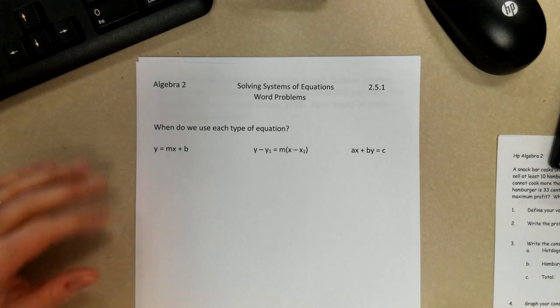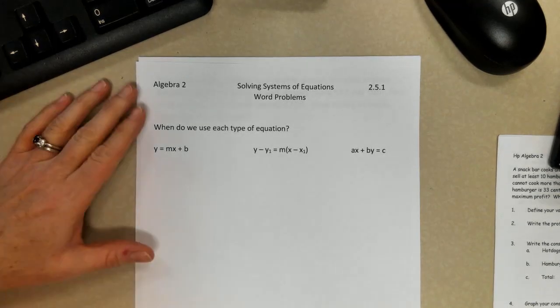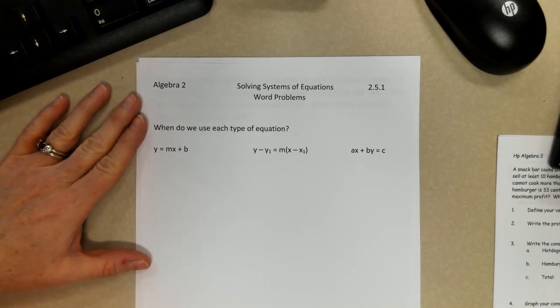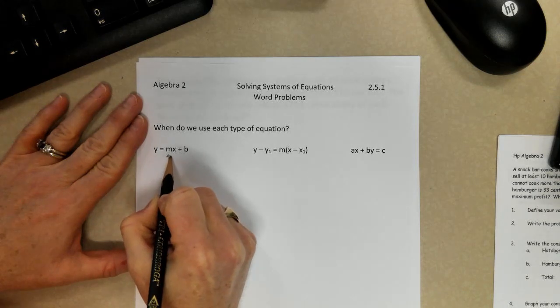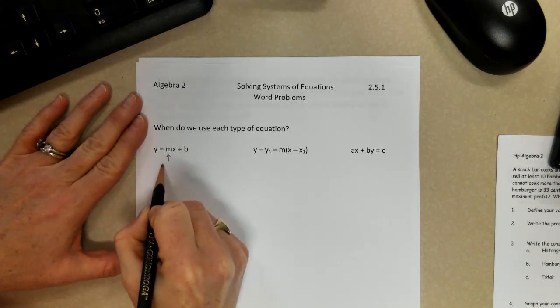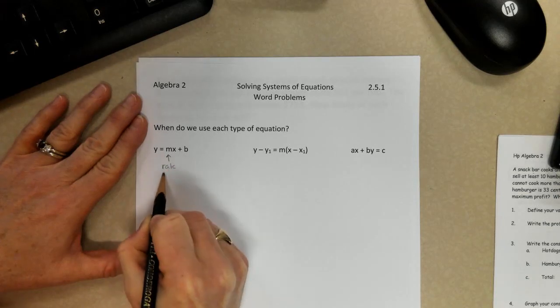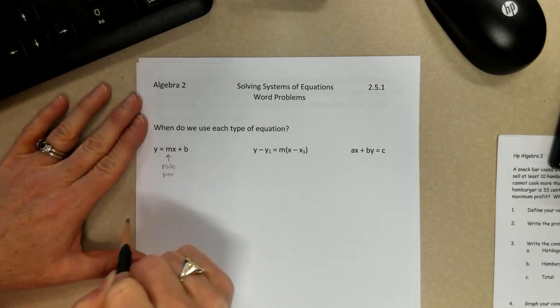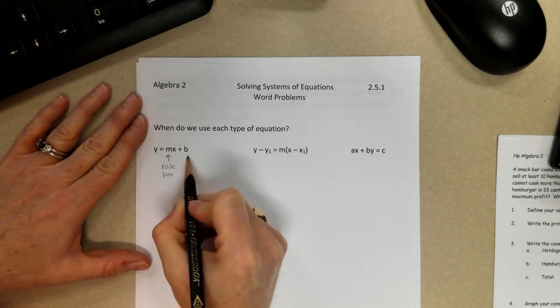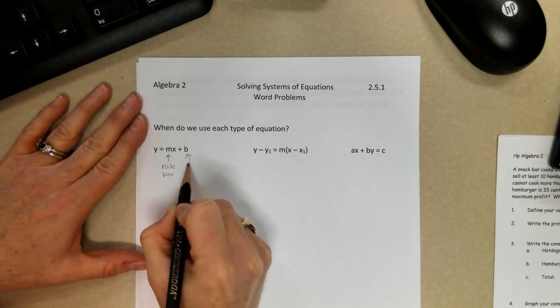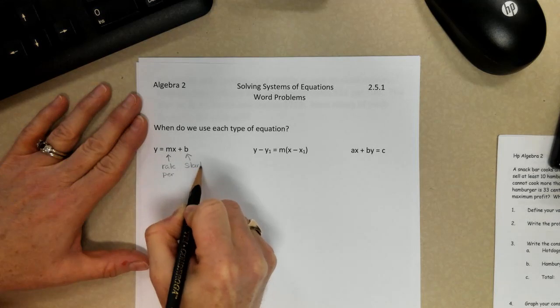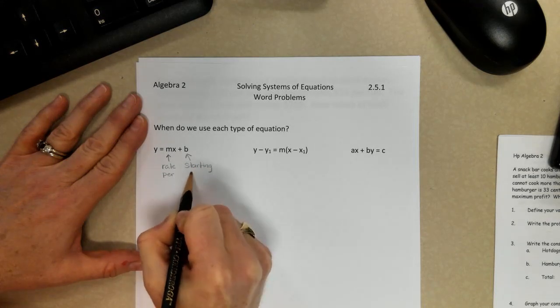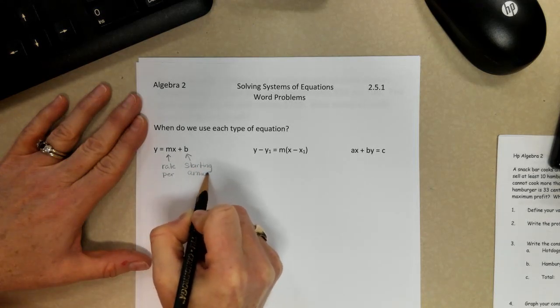Alright, so when do we use each type of equation if we're going to write the equation from a word problem? Remember, we use y equals mx plus b if we have the slope, which sounds like a rate, or how much per something, or a number we're adding over and over again, and a starting amount, how much we had at the beginning of the problem. That would be our y-intercept.